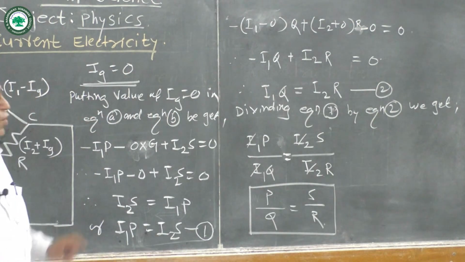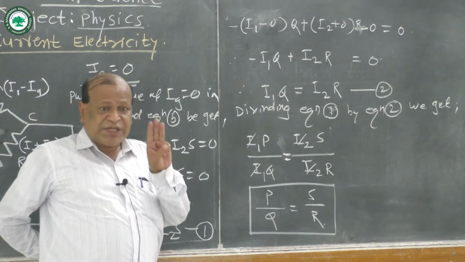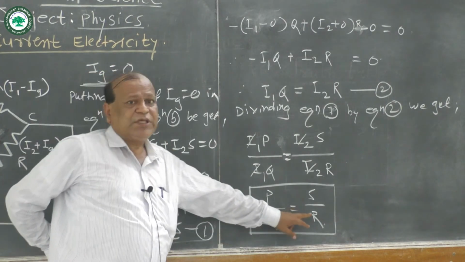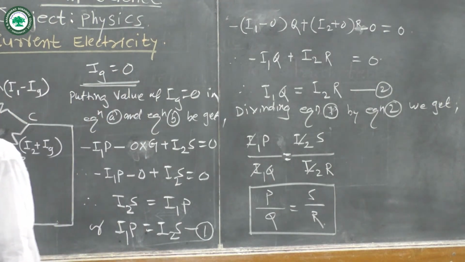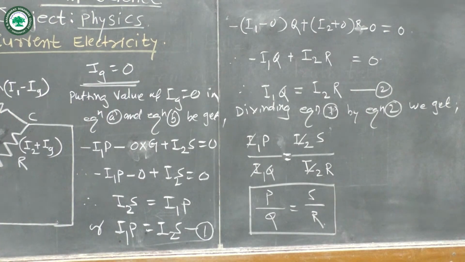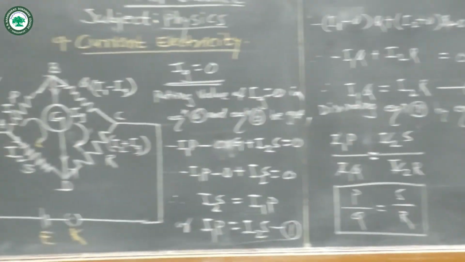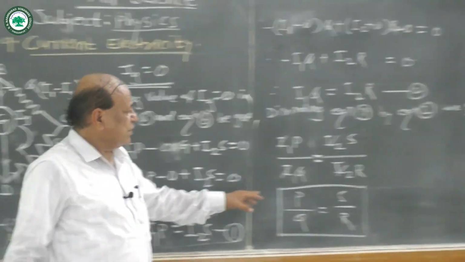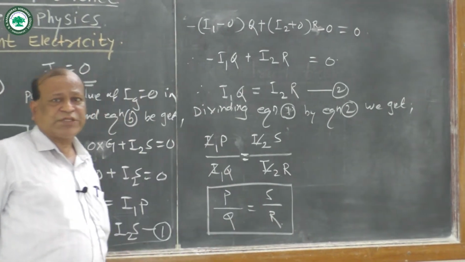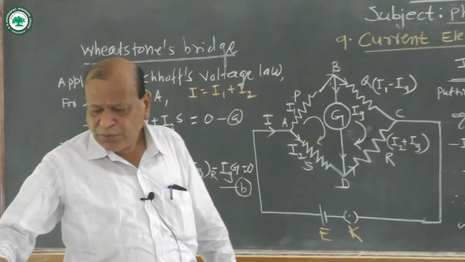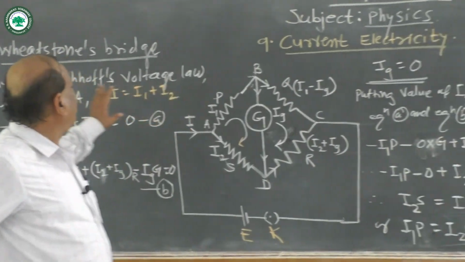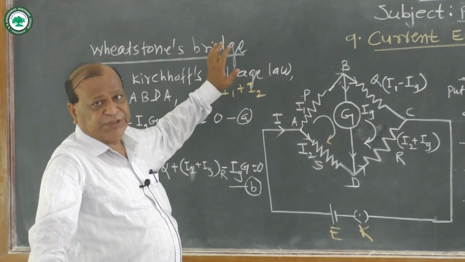Means here, knowing the values of any 3 resistors, we can calculate the 4th resistor. This is a very useful balancing condition. P upon Q is equal to S upon R for Wheatstone's bridge. Understand? Knowing the values of 3 resistors, we can calculate the 4th resistor from this condition. Now, again we see some applications of this Wheatstone's bridge.